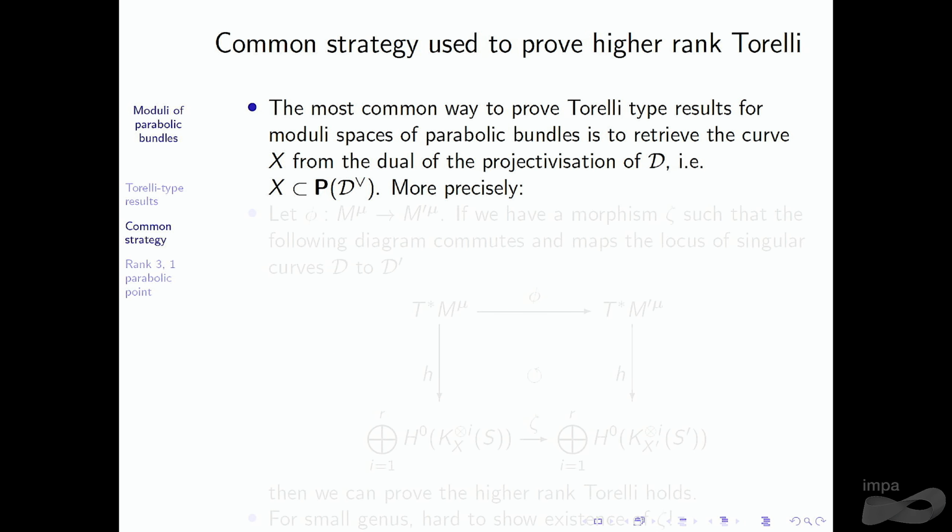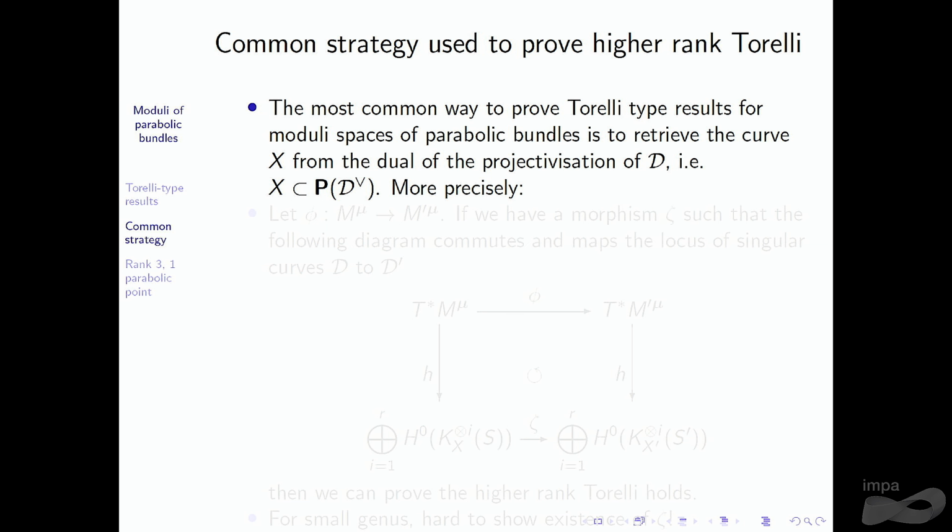Okay. So finally, I can tell you, how do they prove these Torelli type theorems? What was there in the result of Alfaya Gomez? What is there in the result of Luana and Thiago? What is there in general when they're trying to do these Torelli type theorems for parabolic bundles? What they try to do is that you try to retrieve the curve from the dual of the projectivization of this locus of singular spectral curves. Yes?